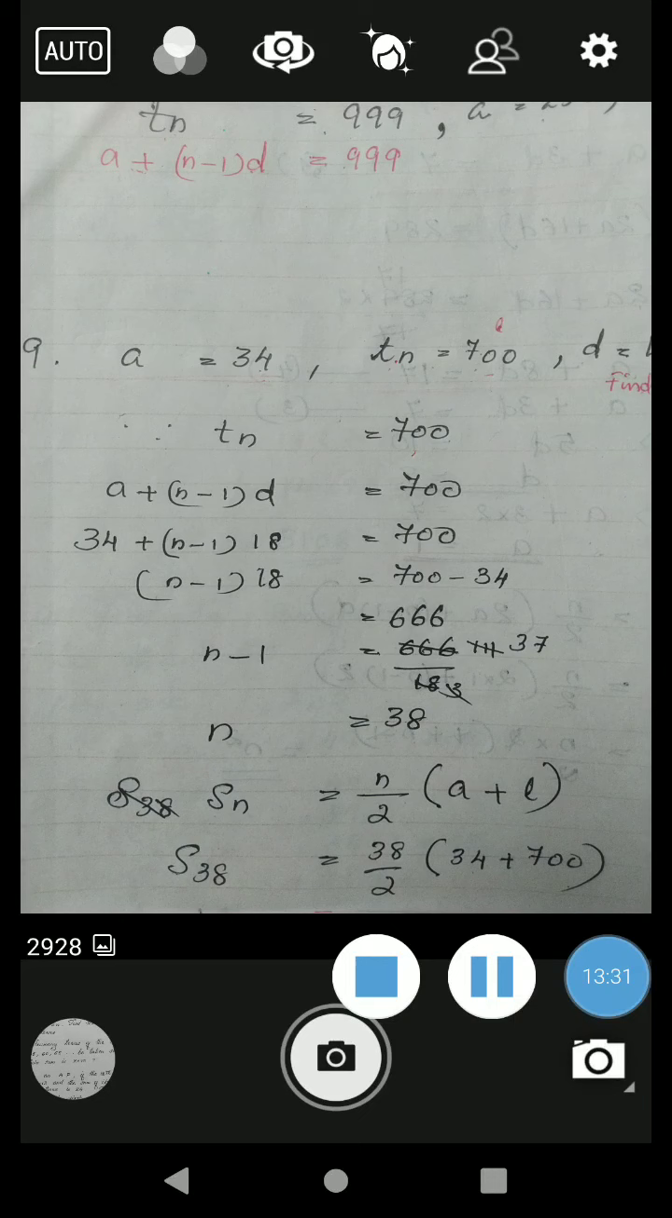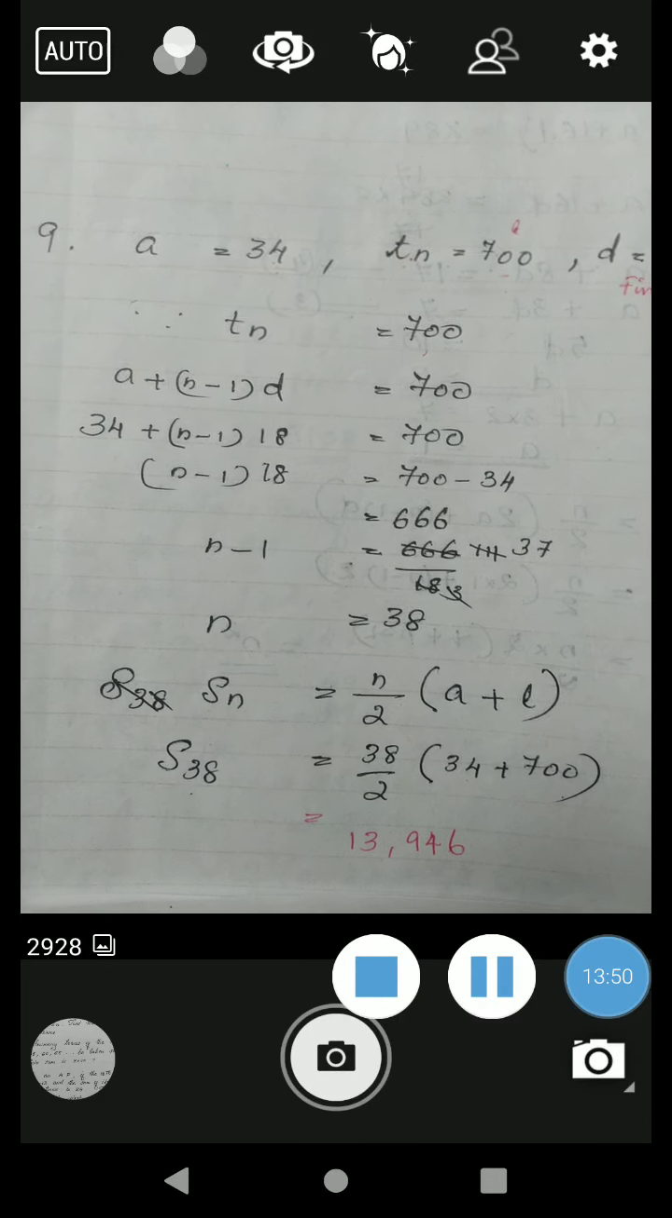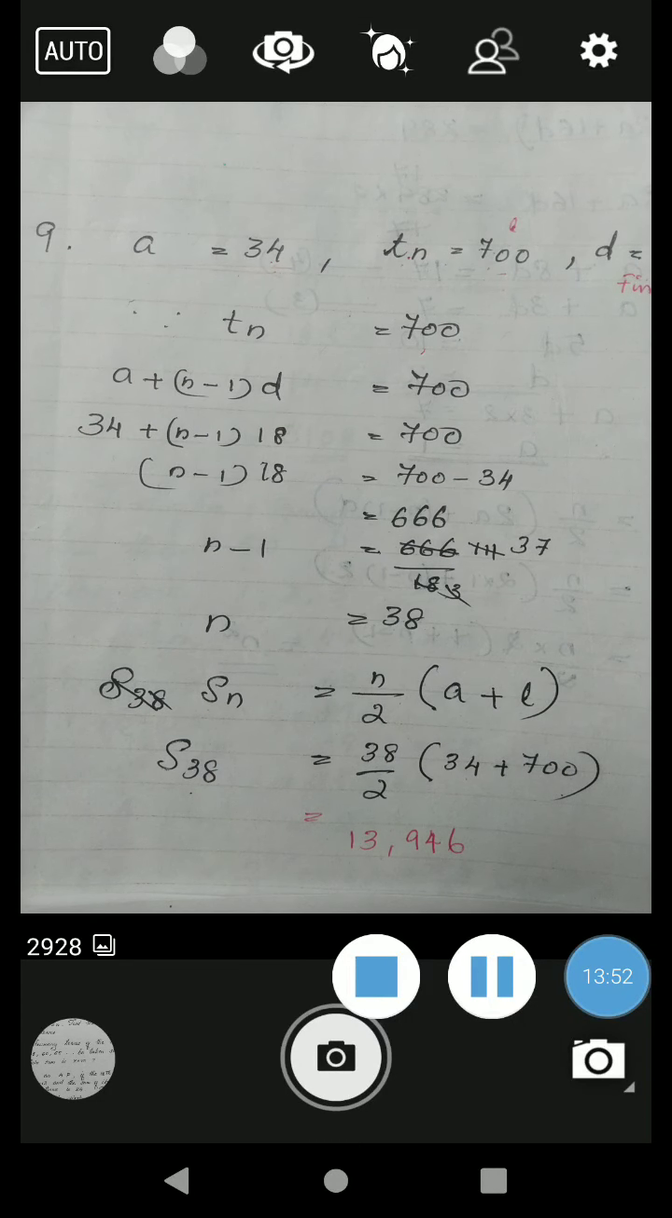We can write S38 is equal to, first term and last term are given. Therefore, it is very easy to calculate the sum of 38 terms. So, S38 is equal to 38 by 2 into first term plus last term. And when you simplify, you will get the answer 13,946. Okay.